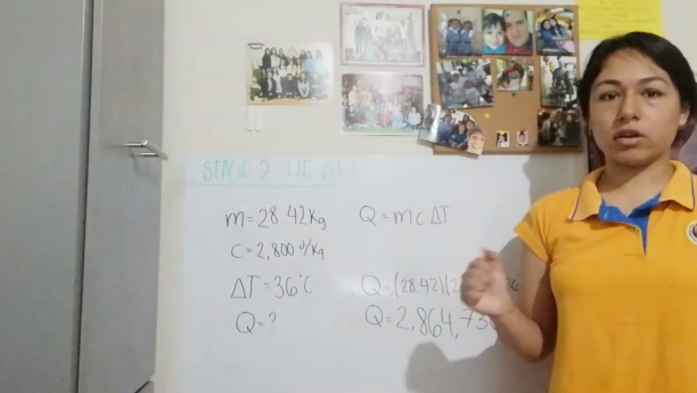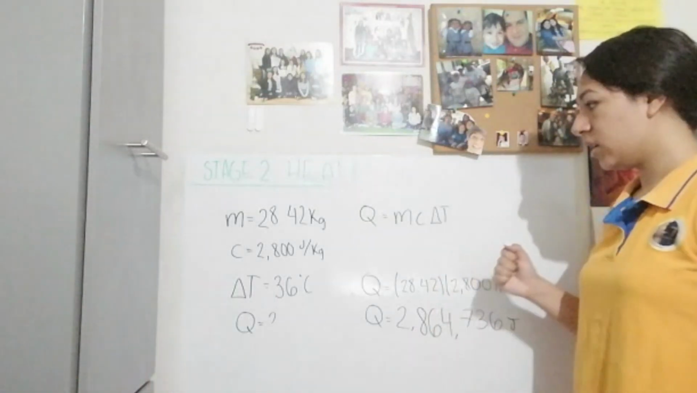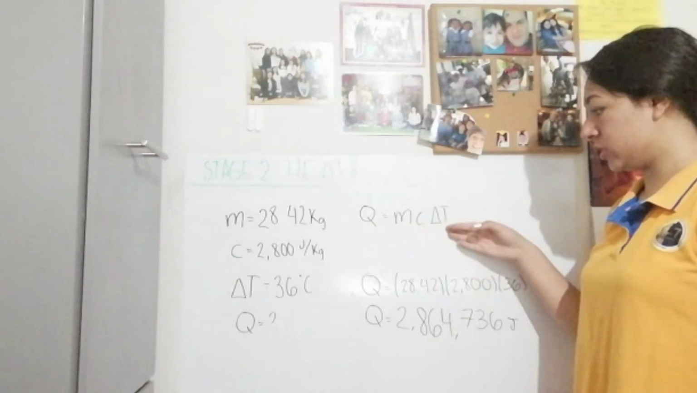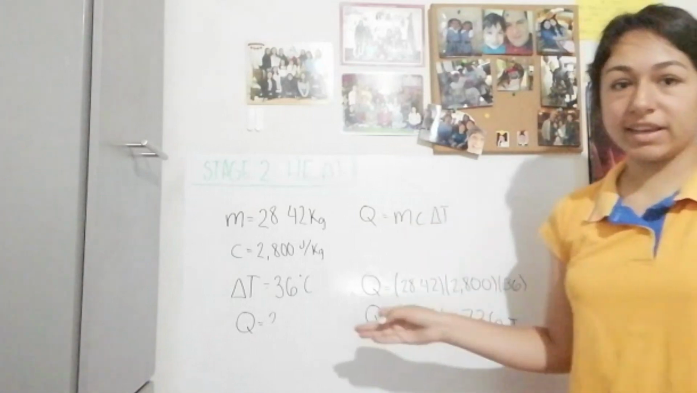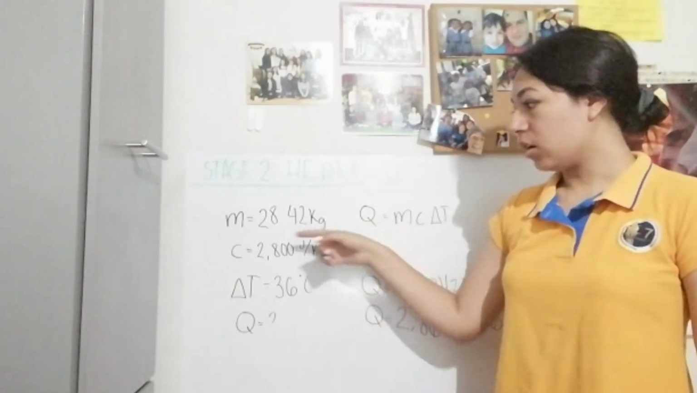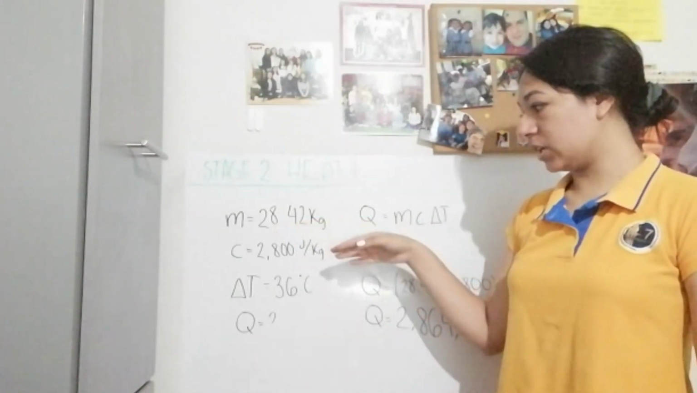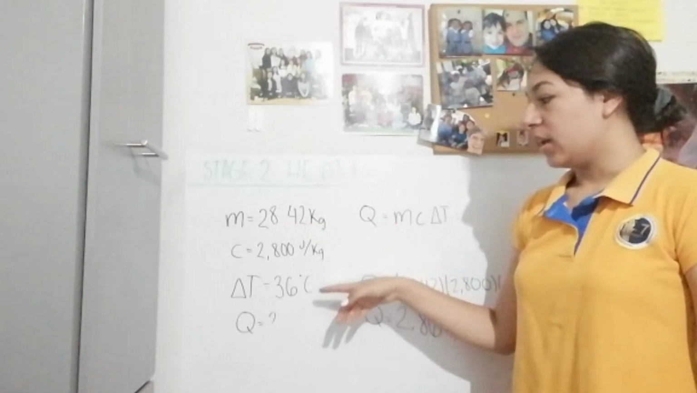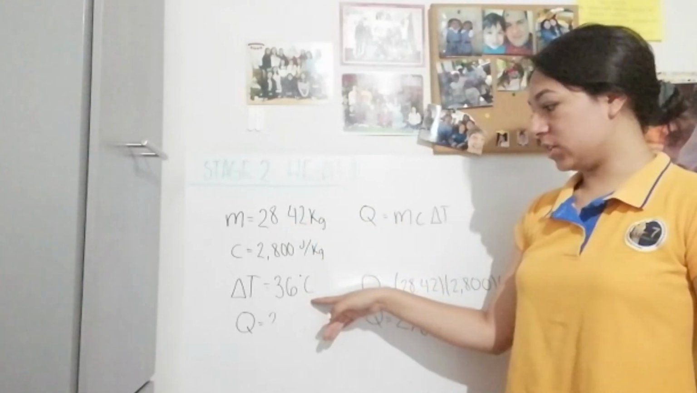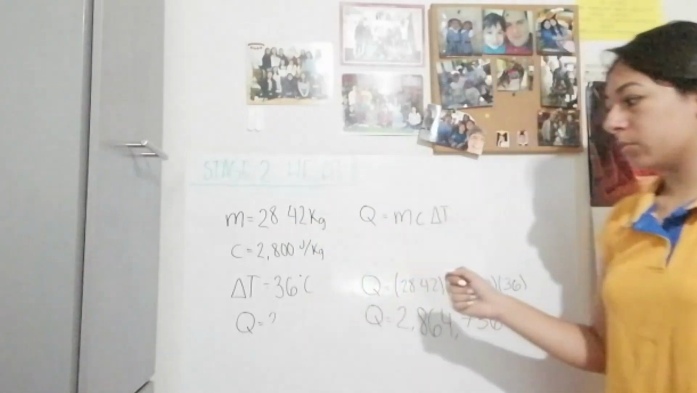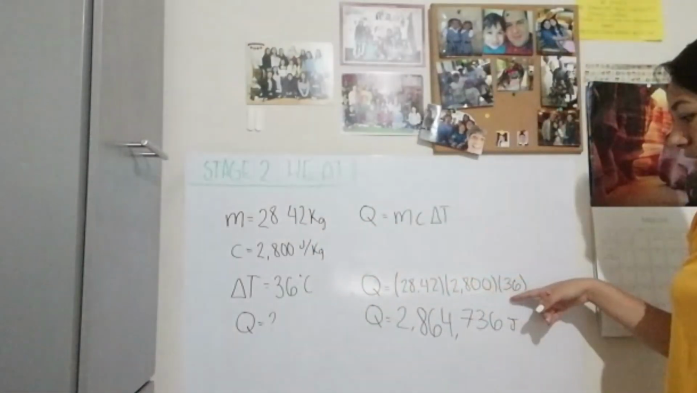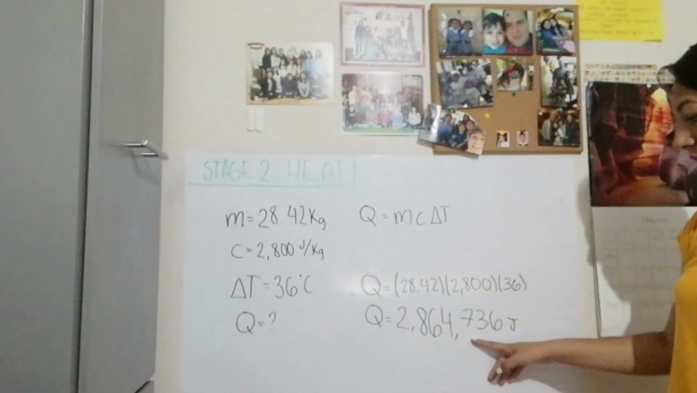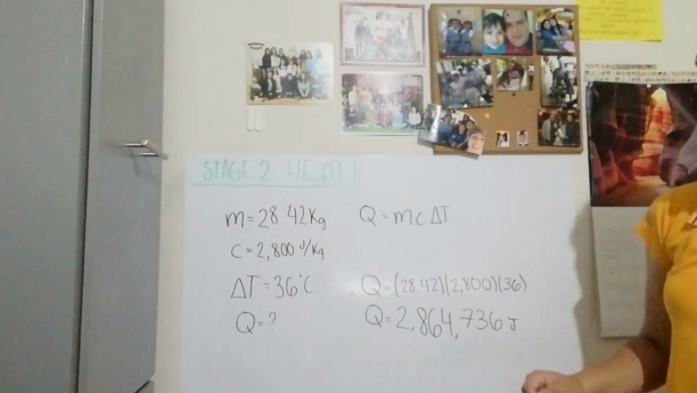For stage 2, we're going to give you an example of heat. Heat is equal to mass times specific heat times the change in temperature. The example here is an object of 28.42 kilograms and a specific heat of 2,800 joules per kilogram and a change in temperature of 36 Celsius degrees. We multiply the values and it gives you 2,864,736 joules.